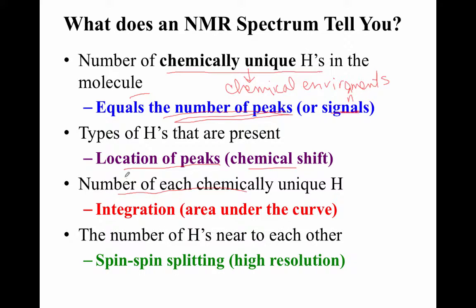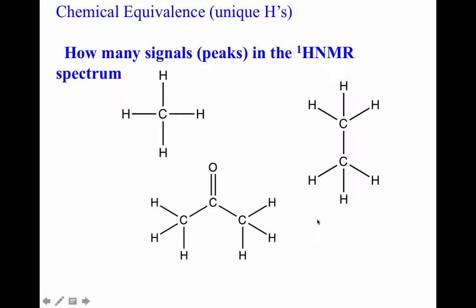Then the number of each chemically unique hydrogen is the integration, or the area under the curve. We'll either see a little diagram on the graph, or they'll actually give us numbers, and that's going to tell us the ratio of hydrogens in each of those chemical environments. The fourth thing the NMR spectrum shows is the number of H's near each other, and this is called spin-spin splitting. This is only in high resolution NMR, and we'll see what it looks like when we get there.